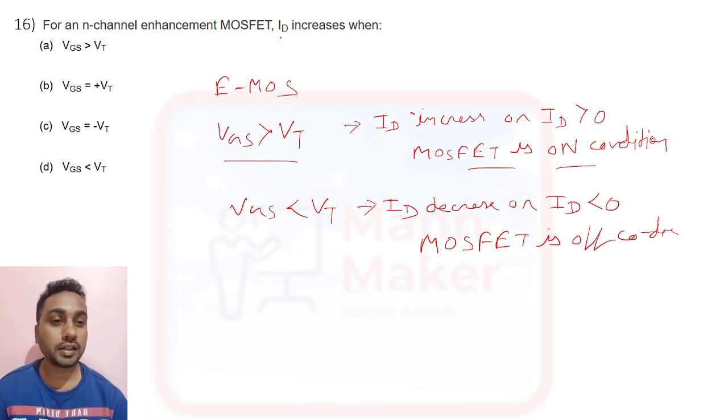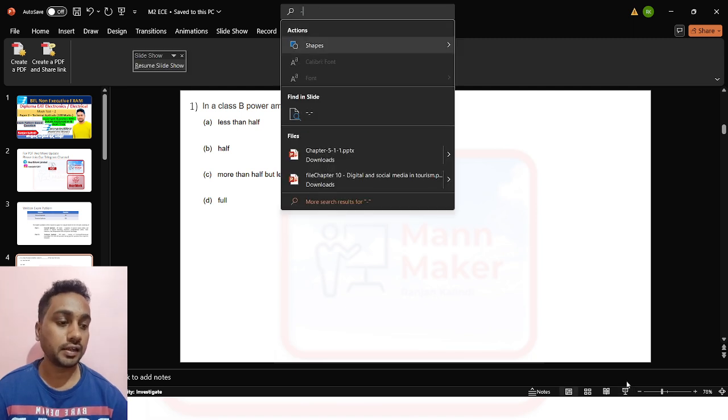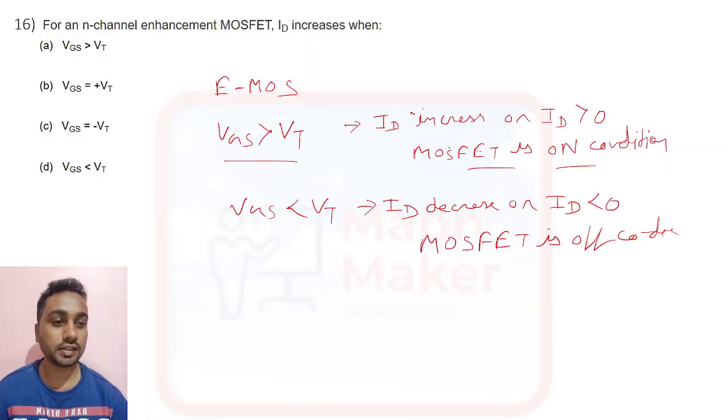So here they ask ID increases. ID increases means drain current increases. Drain current increases in which case? VGS is greater than VT. Option A is the right answer.